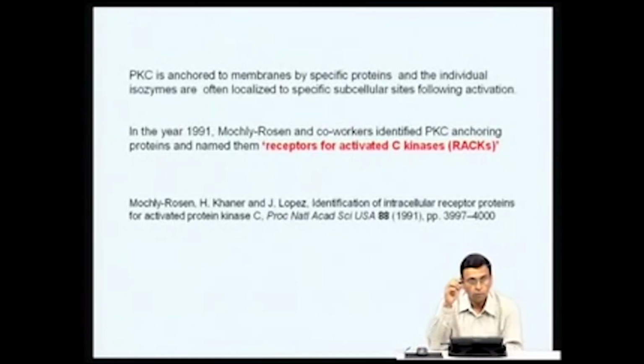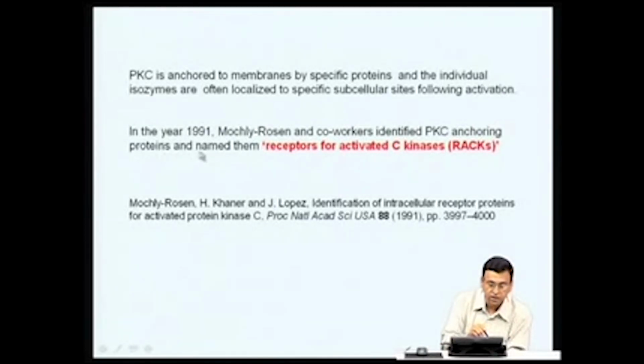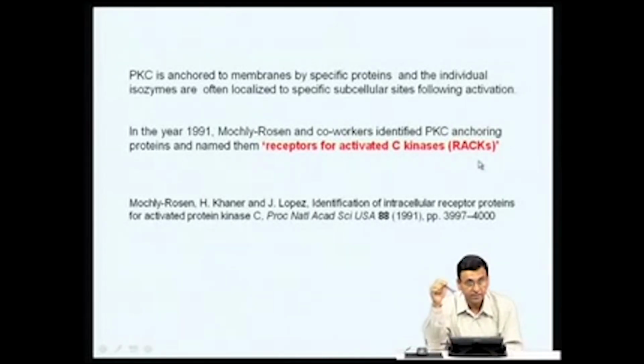A very important aspect of protein kinase C research was the discovery that protein kinase C is actually anchored to membranes by specific proteins, and the individual isozymes are often localized to specific subcellular sites following their activation. For example, in the year 1991, Mochly-Rosen and her co-workers identified PKC anchoring proteins and named them receptors for activated C kinases, or RACKs. So, there is another level of regulation as far as protein kinase C is concerned.